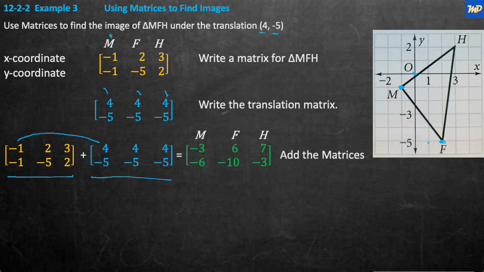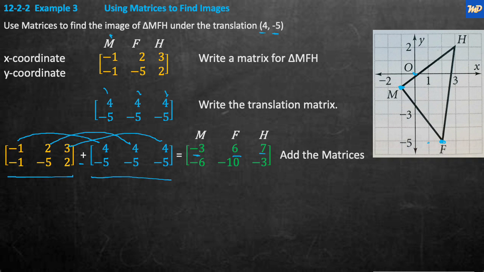Okay, so we're going to do negative 1 plus 4, because it's plus, right here. Negative 1 plus 4 is 3. Negative 2, I mean, not negative 2, 2 plus 4 is 6. And 3 plus 4 is 7. So look at 3, 6, 7.